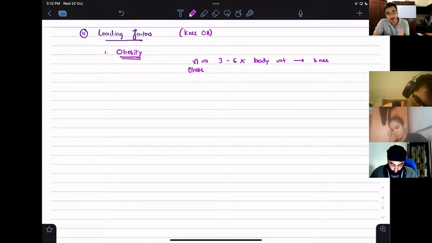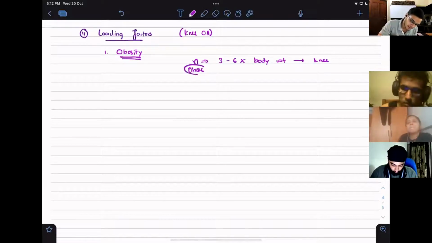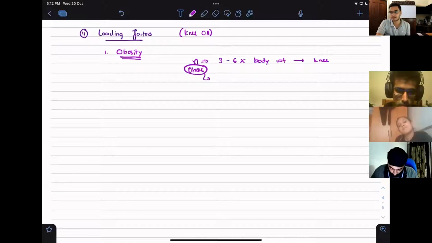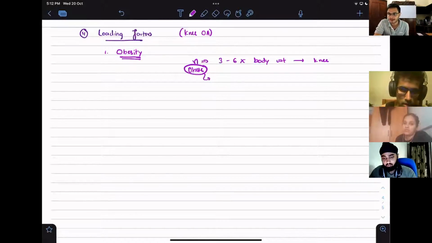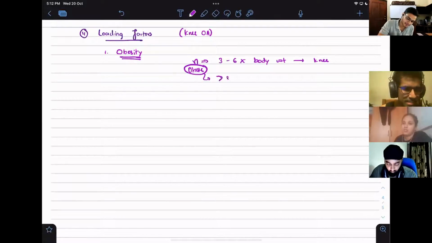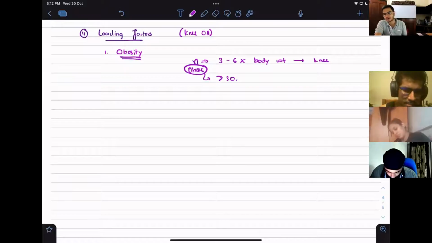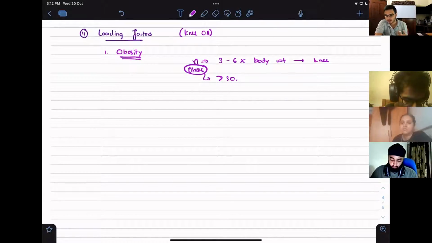The larger the BMI, obesity. Obesity means what, guys? What is the BMI? Greater than 30 is obese. The farther away you go from 30, or above 30, what is happening? The greater the risk of osteoarthritis to your knee. Okay, that's what I want you all to understand here.